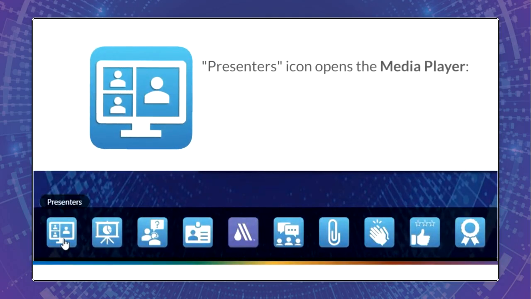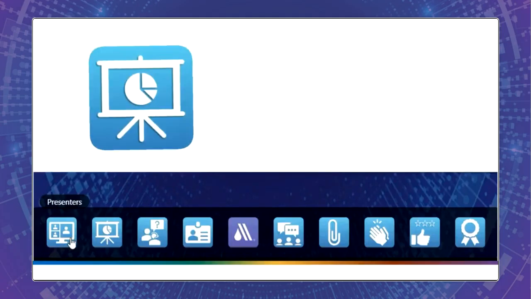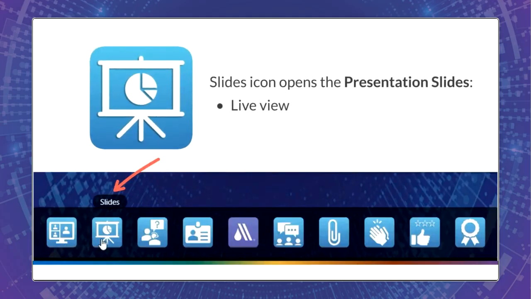Let's take a look at your toolbar. From left to right, the first icon is Presenters. This will open up your media player. Here, you can adjust the volume and turn on closed captioning. The Slides icon will minimize or maximize the center window with a live view of the presentation slides.